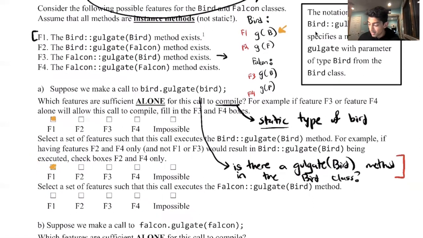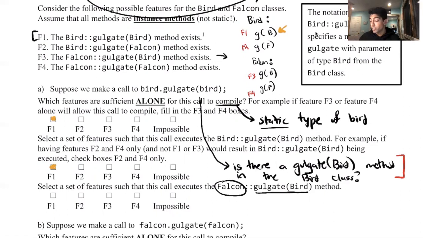So the next part says, select a set of features such that this call executes the Falcon gulgate bird method. This is very important, and this is a classic example of dynamic method selection. In order for us to execute the gulgate bird method of the Falcon class, the only way of choosing a method that's lower in this so-called inheritance tree is using dynamic method selection.